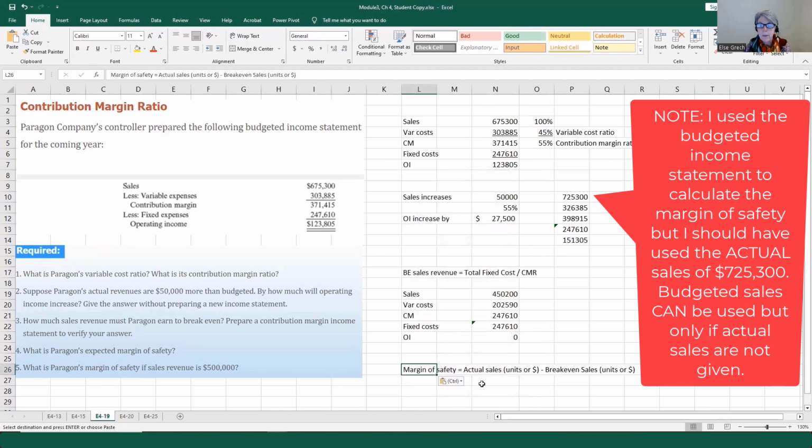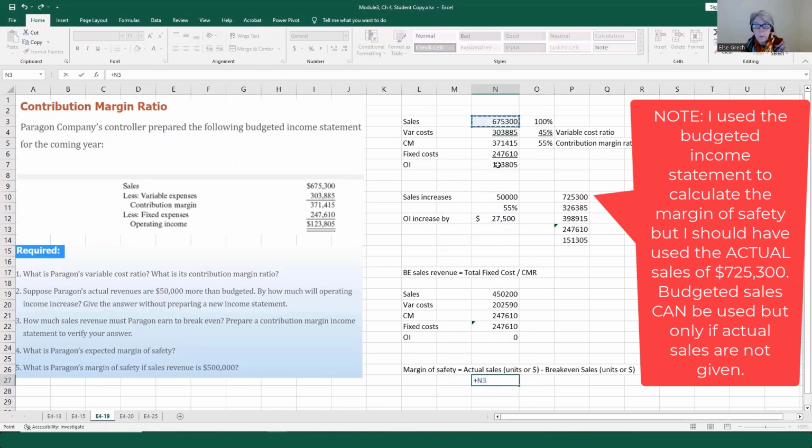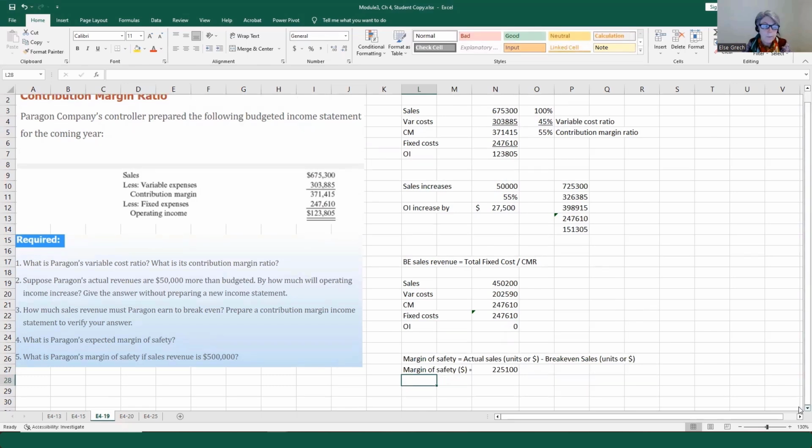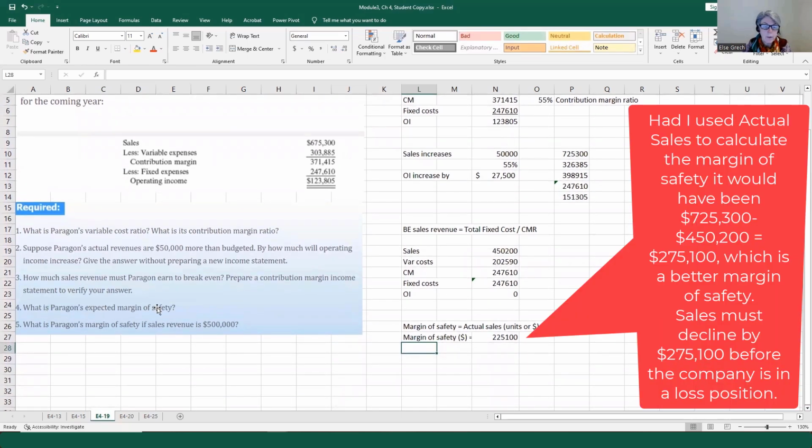So we know the margin of safety is the actual sales. So we can do the actual sales in sales dollars. That's the actual sales, right? We know that because it says this is what they had, or this is what they budgeted. So here it's actual, but you can use budget also. Subtract the break even right here. And this is my margin of safety in sales dollars. Margin of safety in dollars is equal to 225,100. Okay, so expected margin of safety.